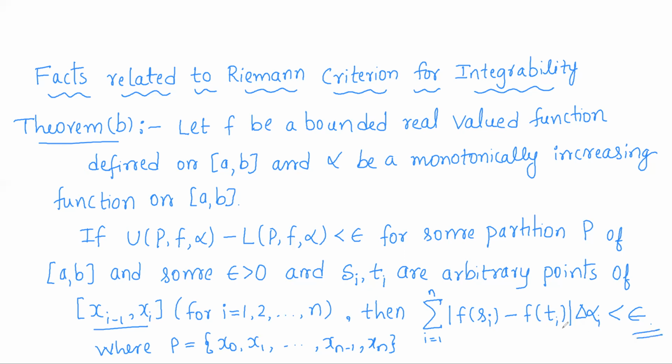It is actually a purely calculative proof, so there is not much theory. Using this inequality U(P, f, alpha) minus L(P, f, alpha), we have to prove that the summation of modulus of f(si) minus f(ti) into delta alpha i, i from 1 to n, is less than epsilon, where we have taken the partition P as x0, x1, ..., x_{n-1}, xn. So now we shall prove it.